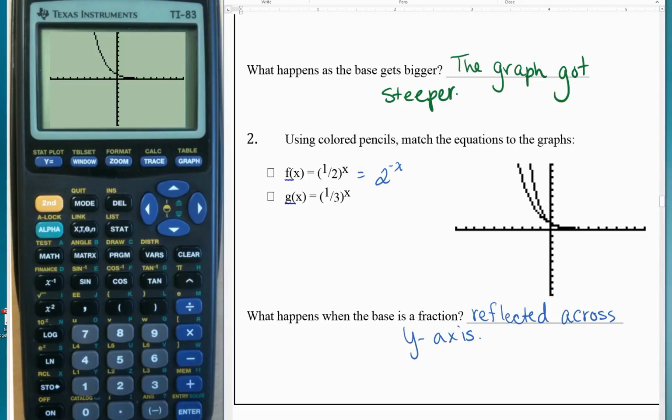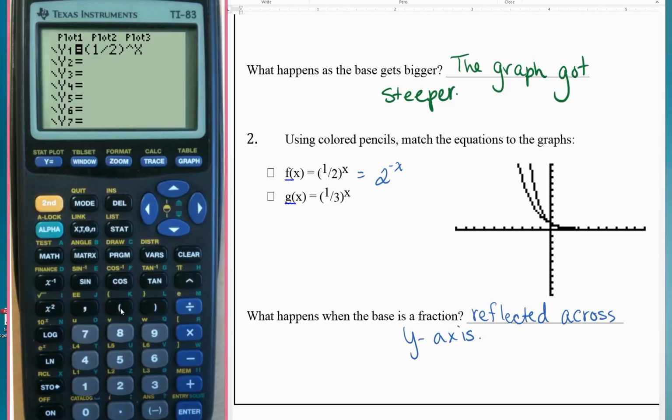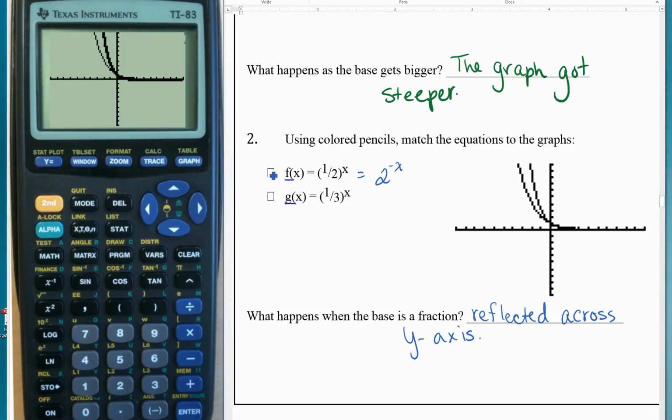So if we compare that to 1/3 to the x, we'll make that bold just so we can tell the difference. Okay, we see it there. We'll do the 1/2 to the x in blue and the 1/3 to the x in green. So just an introduction, and the big thing to know is that where you're plugging in values is actually an exponent.